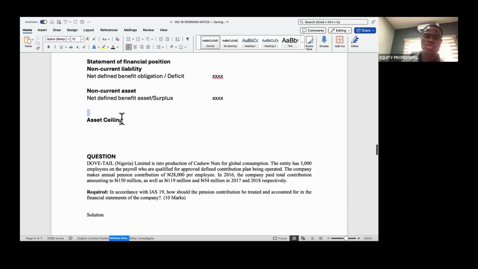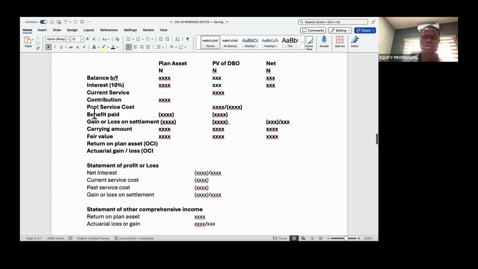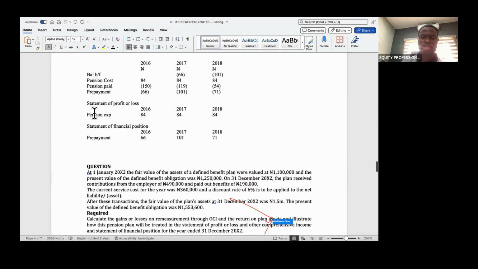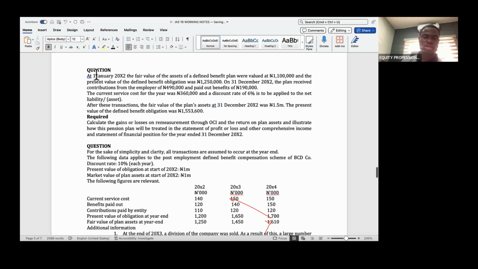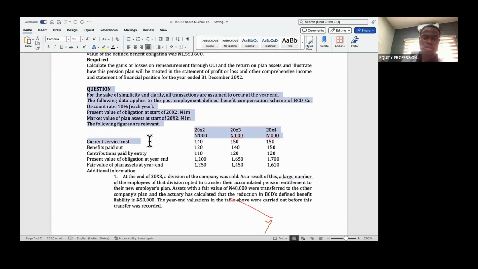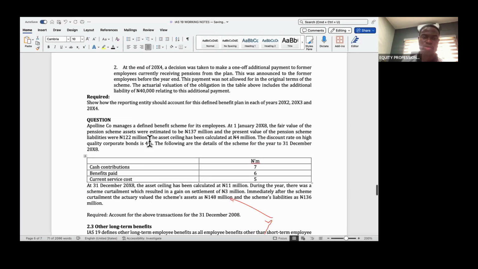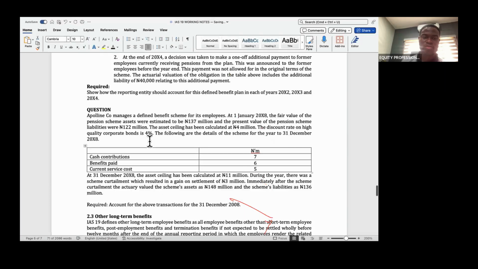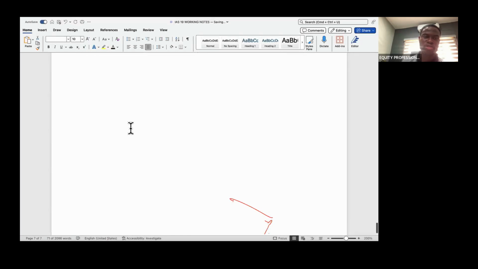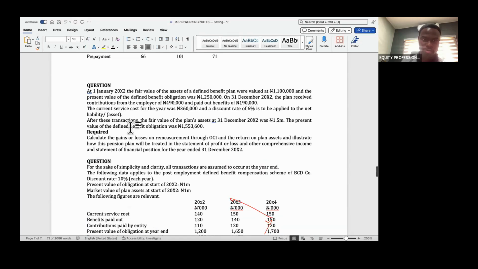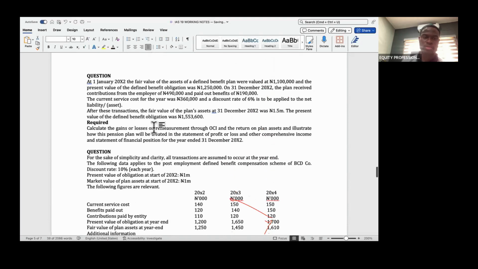And I said today we are going to do asset ceiling. But before we go to asset ceiling, let's solve questions on all of this. Then we'll round it up with asset ceiling. So let's start with this question. Let me solve these two questions. Then I go to asset ceiling and I'll solve one question on asset ceiling. And I'll see if we can still solve more questions today. So let's start with this question.